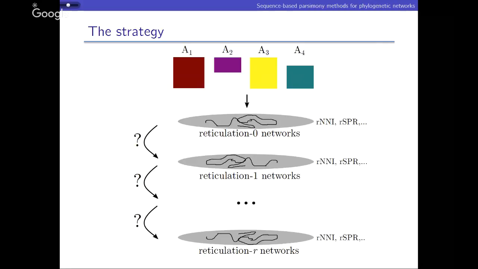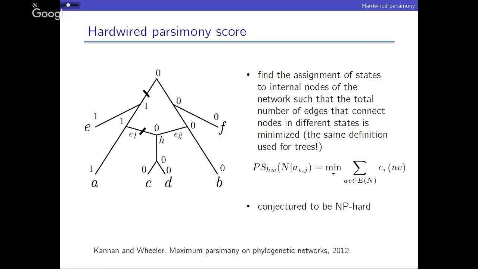So what I will do in this second part of the talk is explain how to score a network in a parsimony way, to be used in the strategy that I just described. So the first way of scoring a network may be to use exactly the same definition that was used for trees: to find the assignment of states to internal nodes of the network such that the total number of edges that connect nodes in different states is minimized. This is the mathematical formula for that, and this is exactly the same definition that we used for trees. So here you see that this is 1 and 2. So the hardwired parsimony score of this is 2.